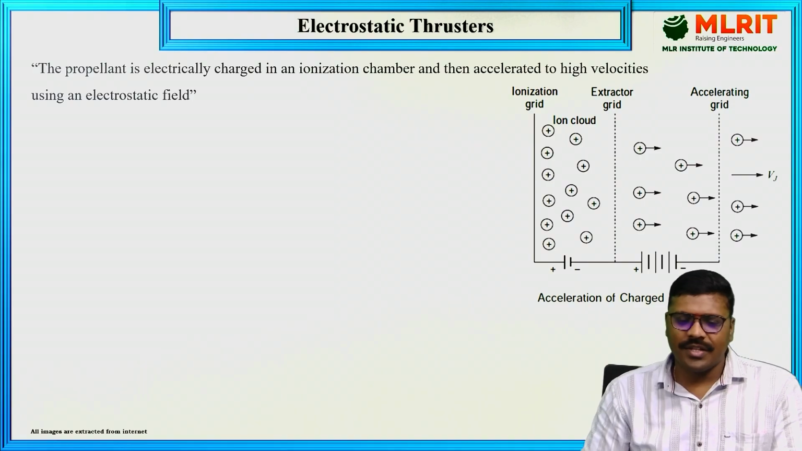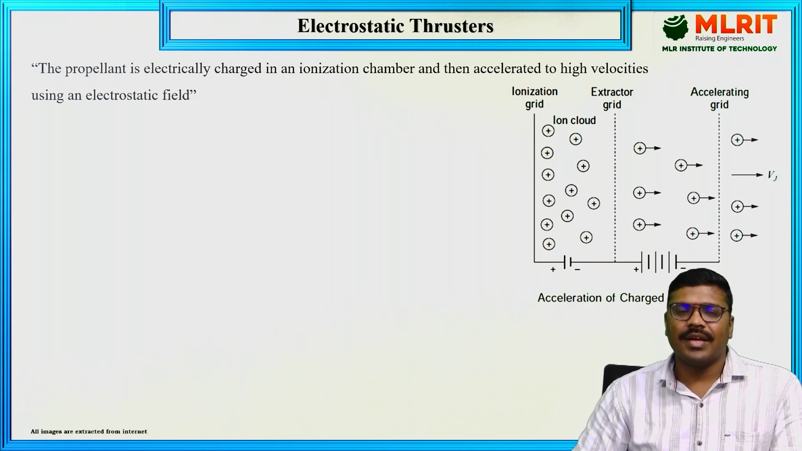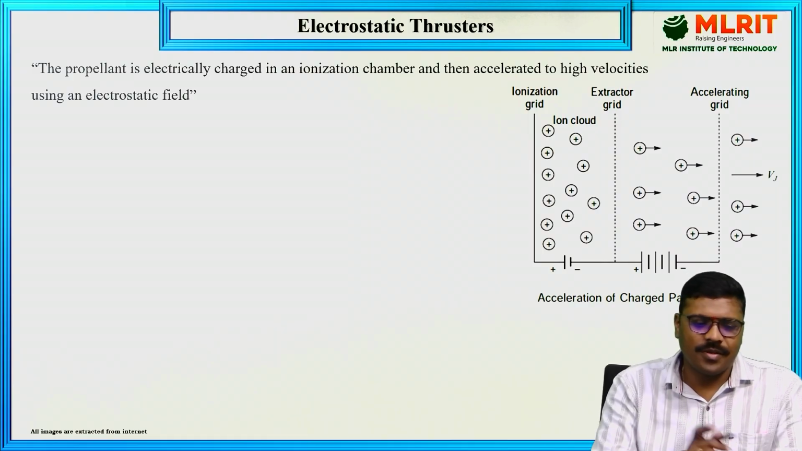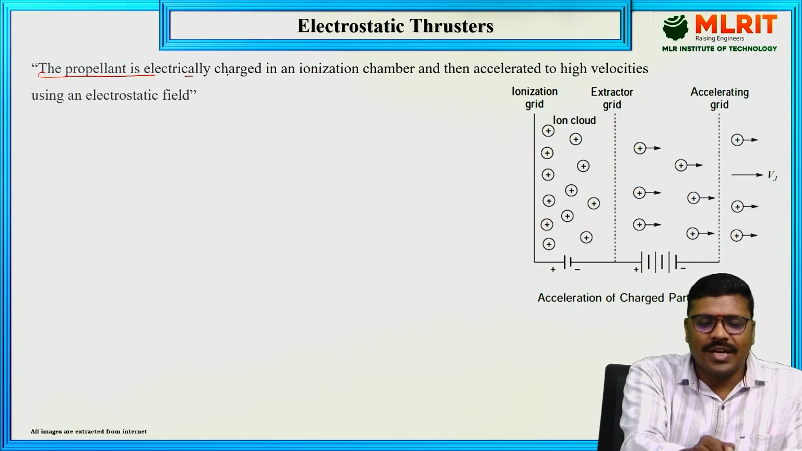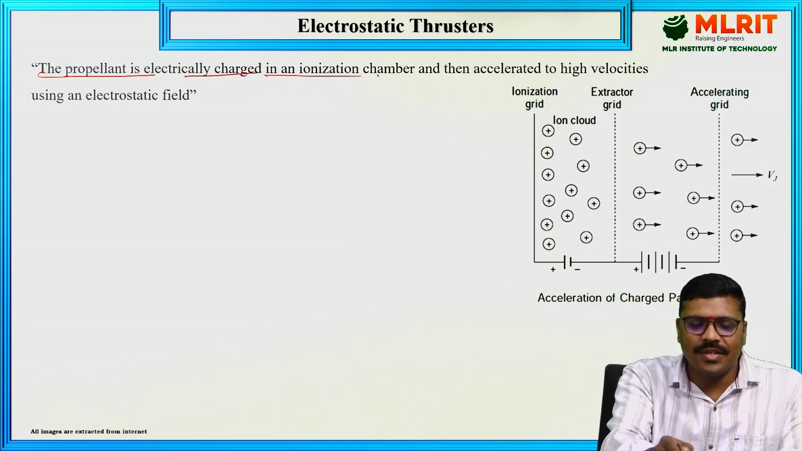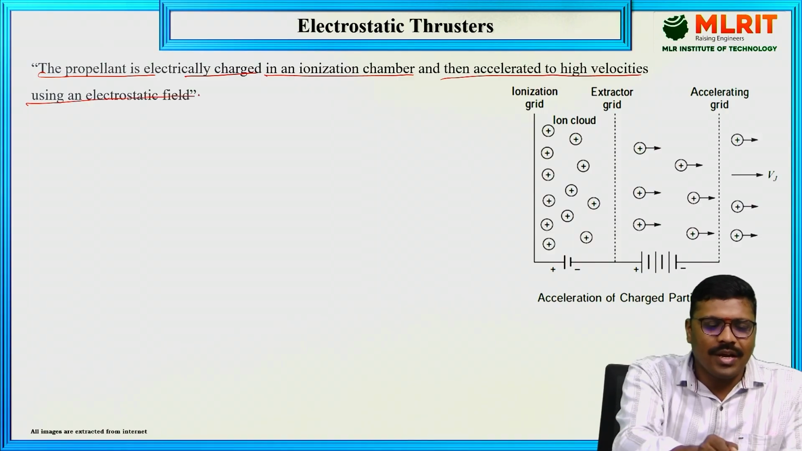This electrostatic thruster works with the concept of the electrostatic field. Electrothermal thrusters work based upon the heating of the propellant with the help of electrical arc heating or resistance heating. Electrostatic thrusters work based upon the building of electrostatic force between charged particles. The propellant is electrically charged. Whatever propellant we send into the chamber is electrically charged in an ionization chamber and then accelerated to high velocities using an electrostatic field.